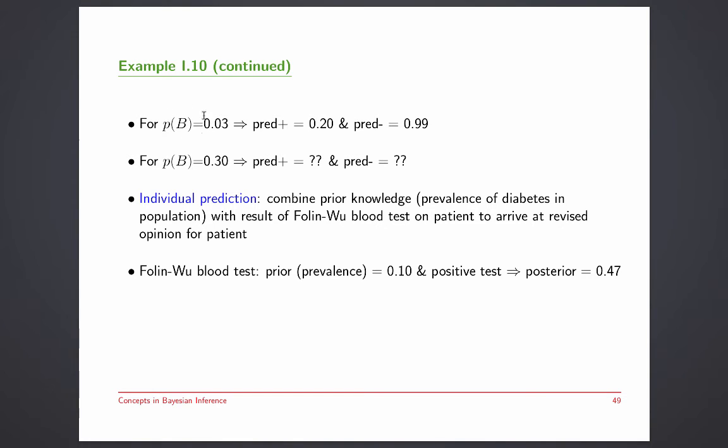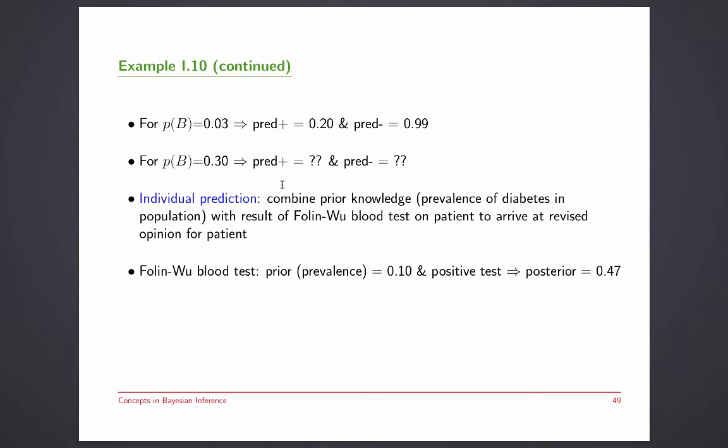For instance, if we know that the prevalence is equal to 0.03, which is the world prevalence of diabetics, then we find a positive predictive value of 20% and a negative predictive value of 99%. Of course, for another population, if we would change it, this would also change the positive and negative predictive value. But it's easy to obtain it by plugging it into the Bayes theorem.